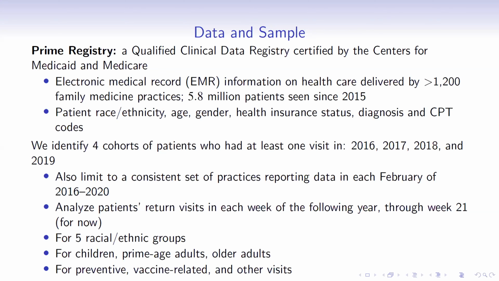But for now, we have information on patient race, ethnicity, age, gender, health insurance status, although I will caveat that it looks like this information is actually not super reliably coded, and then diagnosis as well as CPT codes.